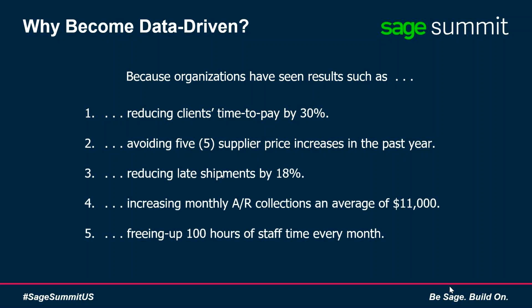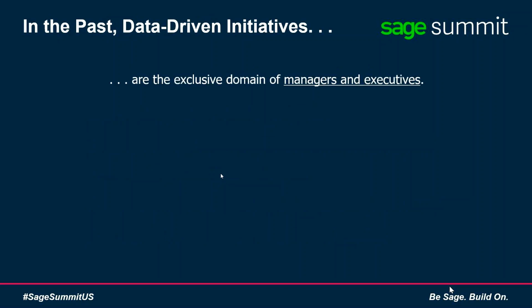This is drawn from real-life customer implementations of a data-driven technology like alerts and workflow, and you can see benefits from everything such as reducing clients' time to pay, avoiding supplier price increases, reducing late shipments, etc. So they're very tangible results that organizations like yours can see from adopting a more data-driven approach. I wanted to throw that out there first to say there's real value in adopting such an approach to business. And now let's talk more about what that approach consists of.